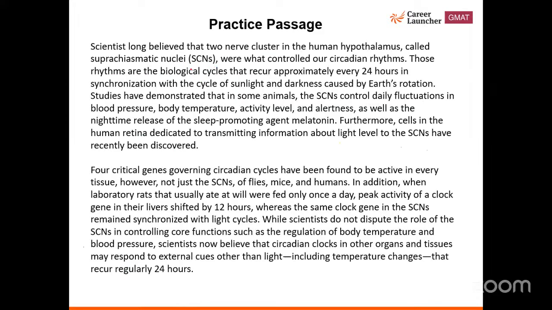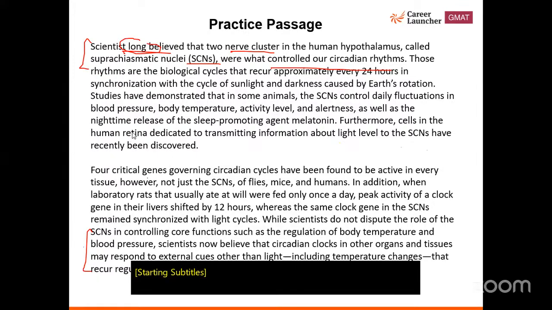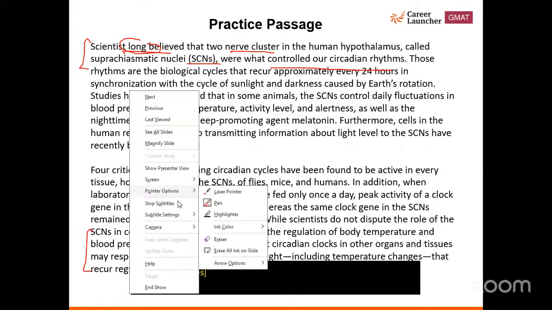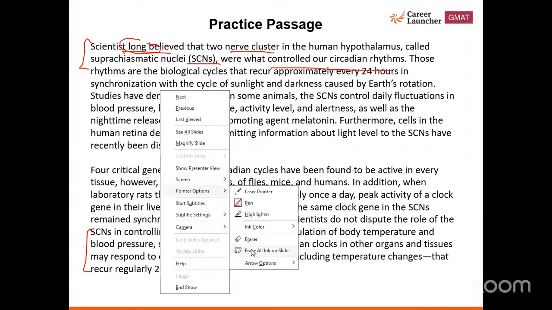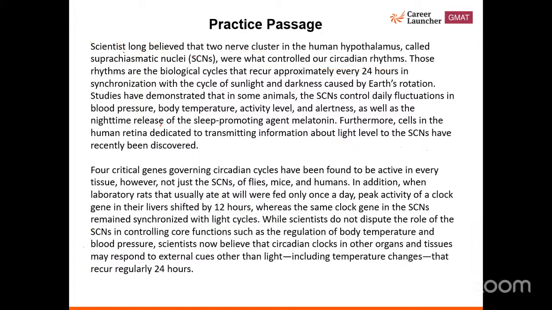So if it is about the primary purpose, I think this is where I would like to pay more attention to here. And it says scientists long believed that the SCNs were what controlled the rhythms, right? So earlier they believed the SCNs were important. And if it is saying they have long believed, obviously I'm looking for that time transition, right? Something that will help me identify that there has been a change in the direction, right?